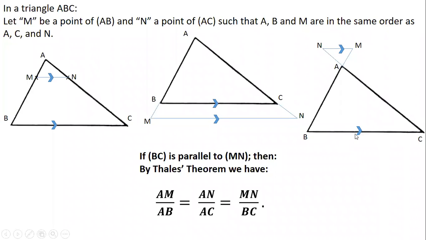Did you get this, guys? Or should I repeat in the last position? Okay, again. Alex, please apply Thales theorem for the first position. Tell me the ratios, please. All right. If BC is parallel to the line MN, then by Thales theorem we have AM over AB is equal to AN over AC, and that's equal to MN over BC because they're parallel.